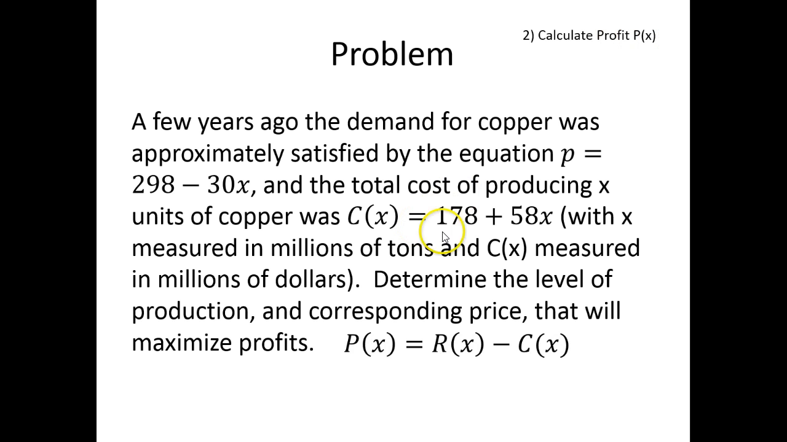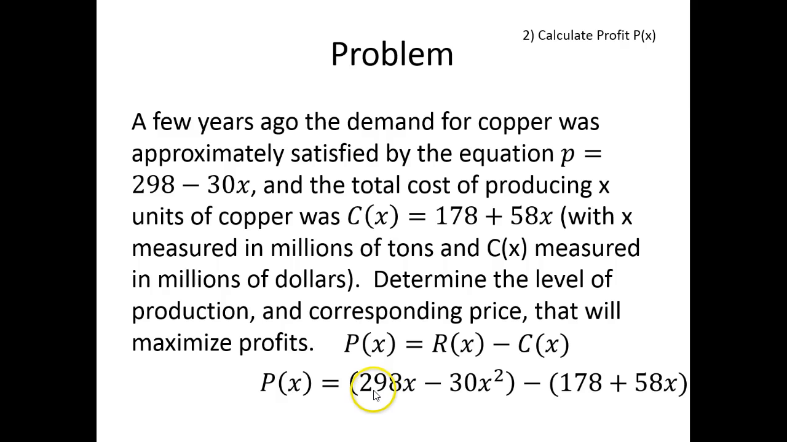Remember, your profit is P of x is R of x minus C of x. We just calculated the revenue on the previous slide, so there's our revenue function, 298x minus 30x squared. And we were given our cost function of 178 plus 58x. So we're going to subtract the two. And our profit function is negative 178 plus 240x minus 30x squared. Again, we want to do our next step, which is to maximize or optimize P of x.